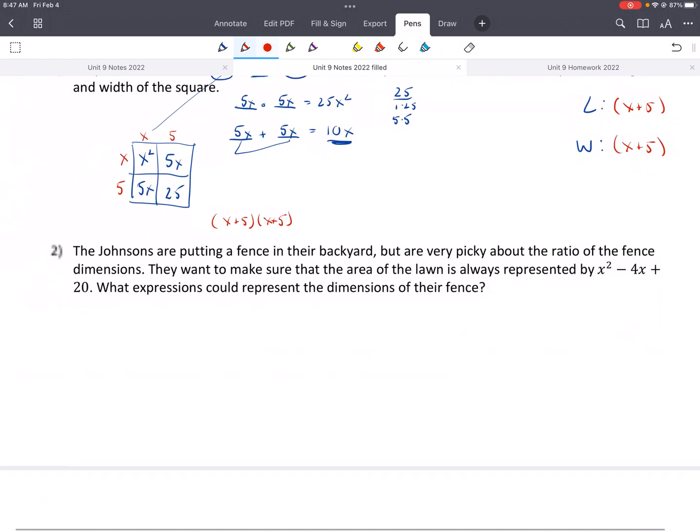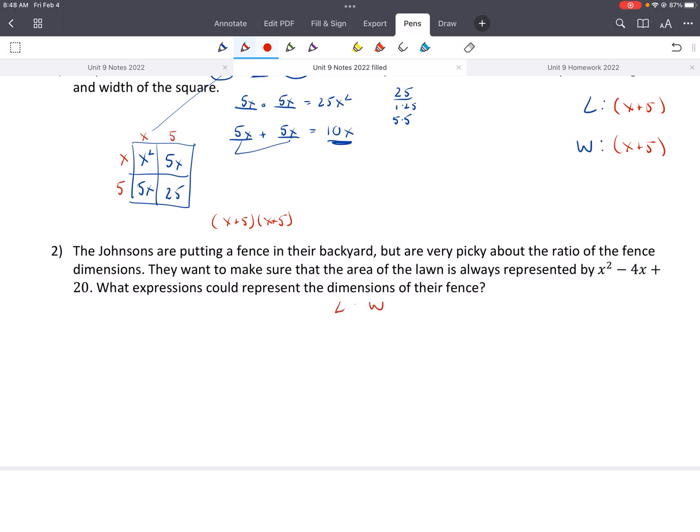All right, so here's another example. The Johnsons are putting in a fence in their backyard, but they're very, very picky about the ratio of fence dimensions. I mean, come on, wouldn't everybody? They want to make sure that the area of their lawn is always represented by this quadratic, x squared minus 4x plus 20. What expression could represent the dimensions of the fence? So dimensions like length and width.